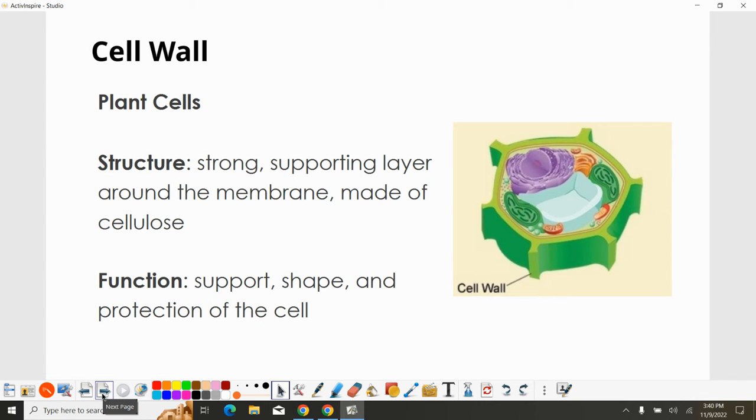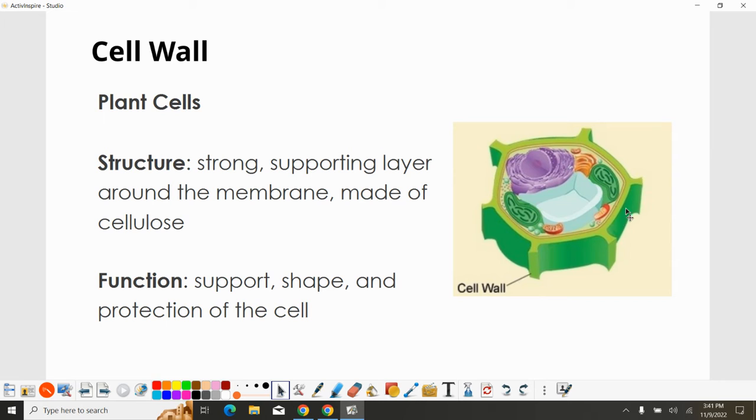Next up is a plant-only structure. There are two of those that we're going to see in the notes today. The cell wall. Plant cells do have a cell membrane. It's this thin layer that you see running around the cell here, and it will still do what cell membranes do. It'll protect the cell and control what moves in and out.